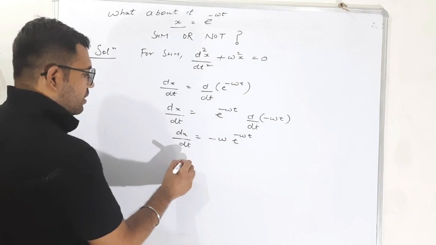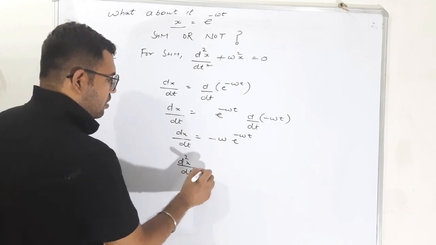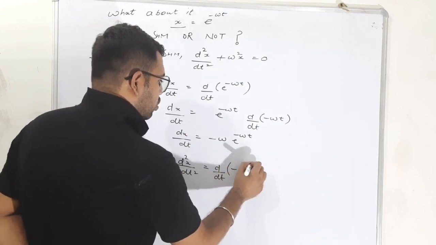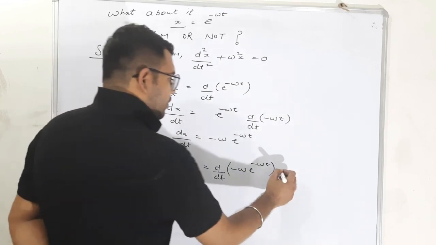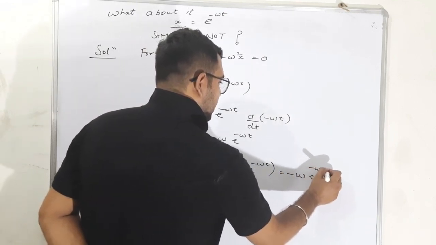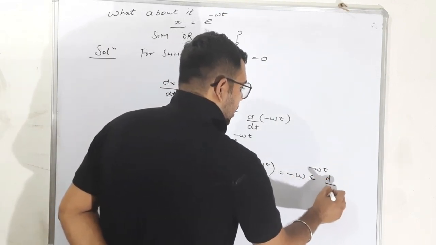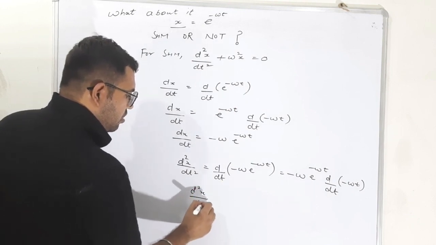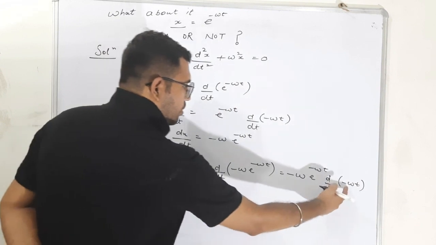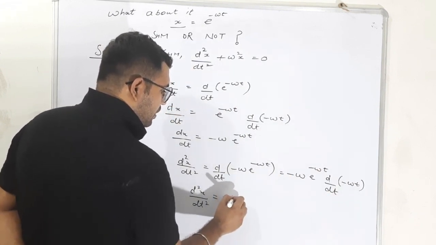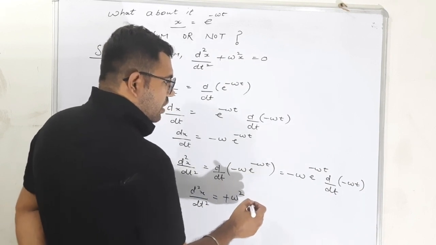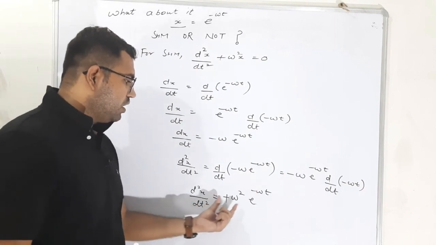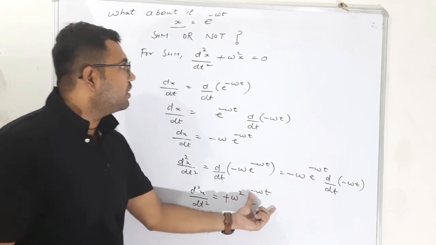Do it again in the same way, d square x by dt square is d by dt of minus omega e to the power minus omega t. Now it will become minus omega e to the power minus omega t as it is, and differentiation of its power, that is minus omega t. So d square x by dt square is equal to minus omega and minus omega, that becomes plus omega square and e to the power minus omega t, right? So d square x by dt square equal plus omega square e to the power minus omega t.